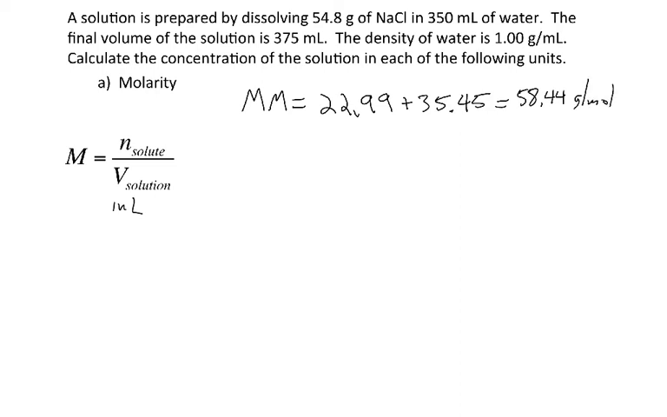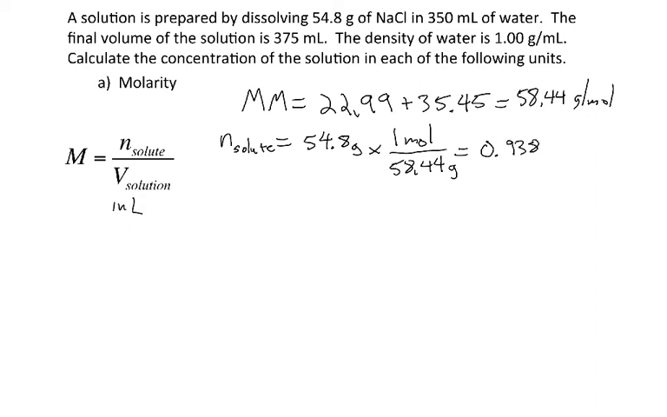Okay, so now I can use that to convert my mass of 54.8 grams into moles. So my moles of solute is 54.8 grams, where 1 mole is 58.44 grams. And so I end up with 0.938 moles of solute. All right, so now I go back and look at my equation for molarity.